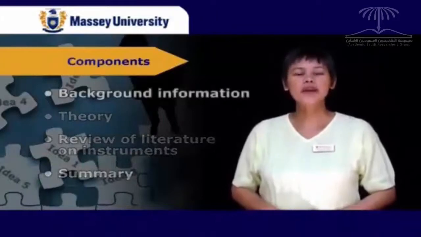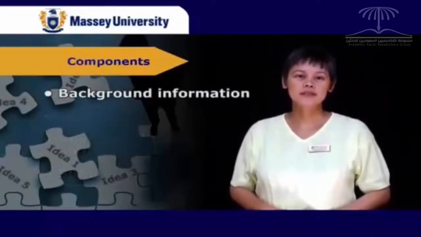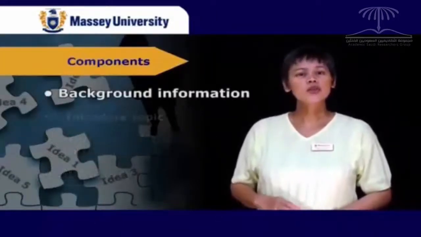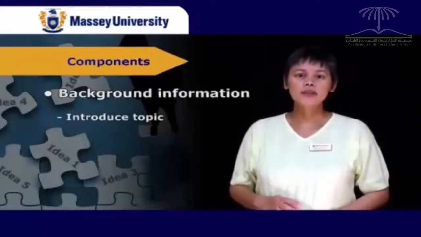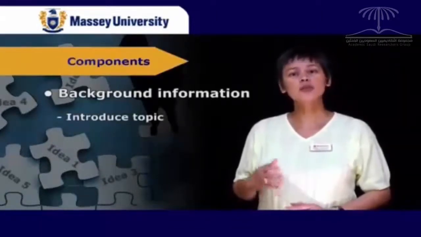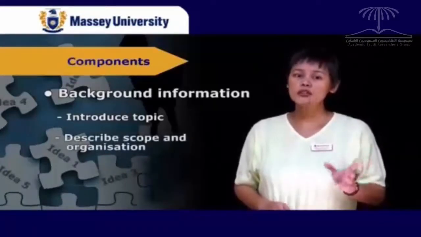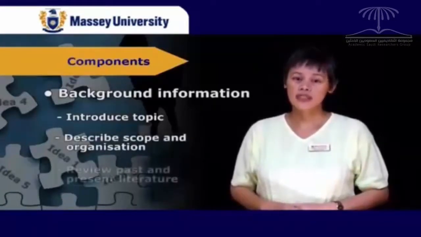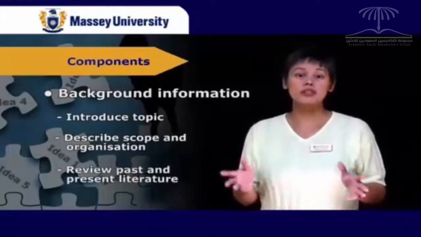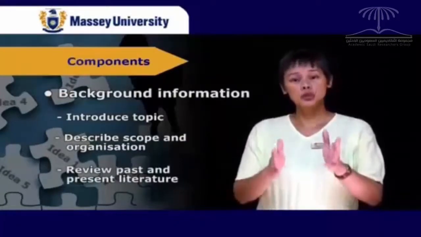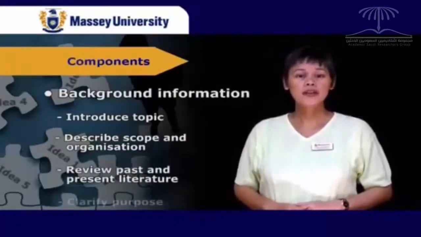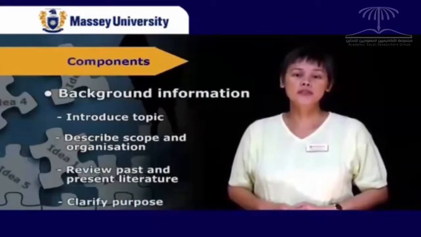Let's look at general background information. Initially, introduce or discuss the topic, key concepts, and terms relevant to your study. Describe the scope and organization of your literature review. Then, review past and present literature in relation to your research purpose. And finally, clarify the purpose of your study.